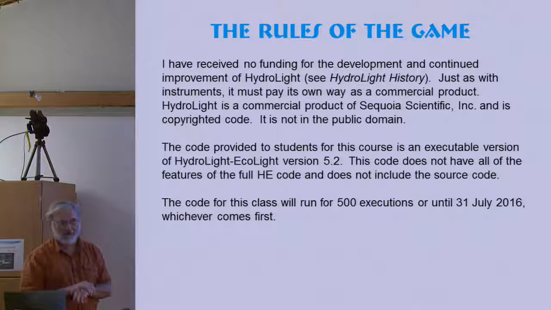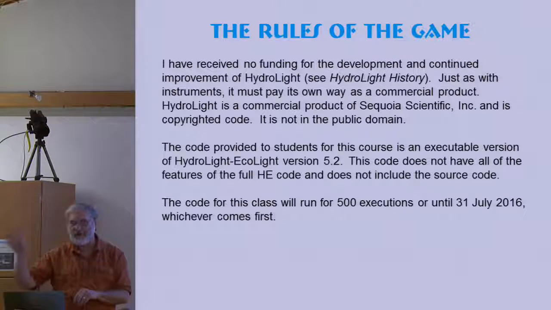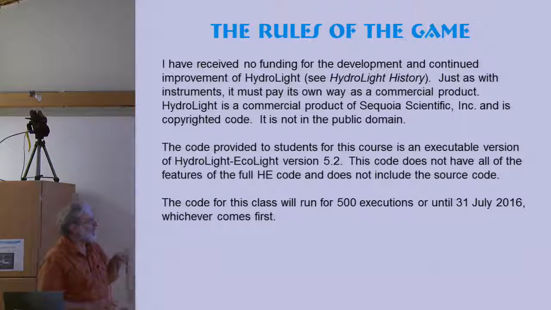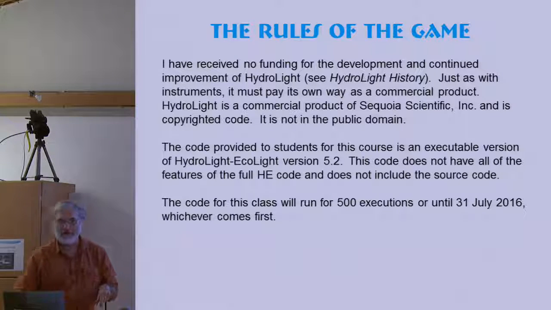Normally, when you license Hydrolight, you get all the source code and everything, because some people want to write their own IOP model, or they want to reformat the output for their own needs. If you have the source code, you can do that. We're not going to do that kind of thing in here. We have an executable version, so some of the features of the full code are not in the executable, and there are features we just don't need here. So anyway, this code will run 500 times or until the end of the class, whichever comes first. And if you do 500 Hydrolight runs in the next week and a half, you're going to be a real expert. But as I said, it's been around many years.